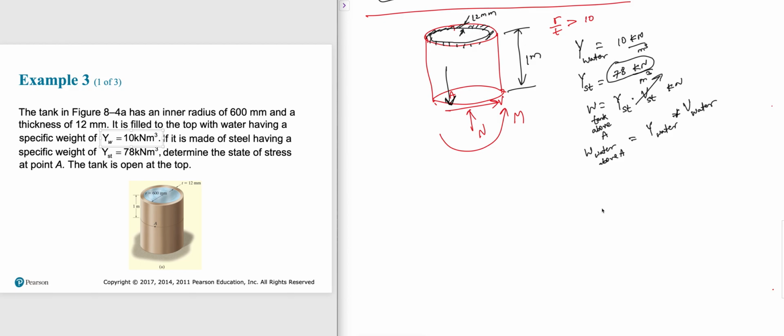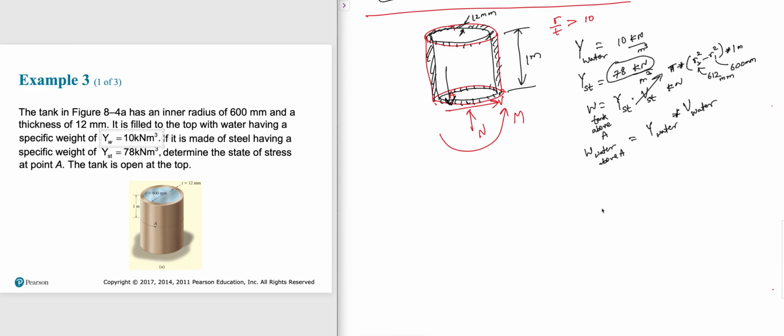It is, isn't it, pi times R2 square minus R1 square times the height, which is 1 meter? Isn't that the volume? Where R2 is the outer radius. How much is the outer radius? 600 plus 12, 612. Inner radius is 600 millimeter. Then we get the volume of the material of the tank. So what we get is this whole material.